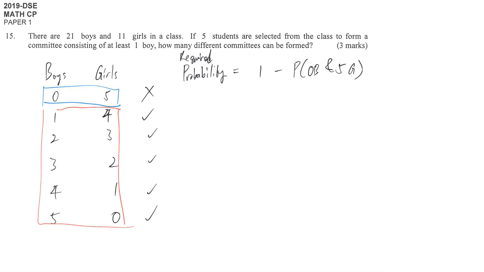But hold on, they're asking you how many different committees can be formed. We expect some integer. You don't need to divide by the total possible outcome. So this is totally wrong. Don't make this kind of mistake again. And then you should write down the number of different committees.